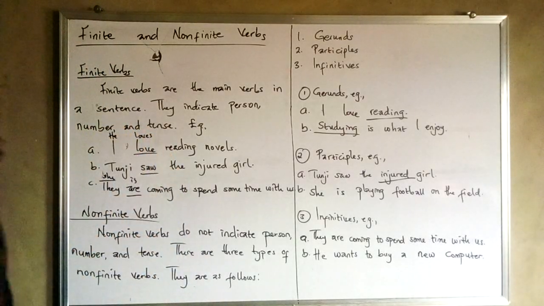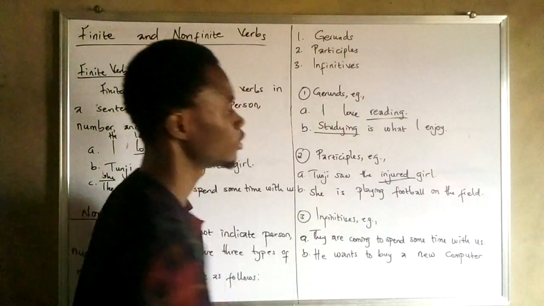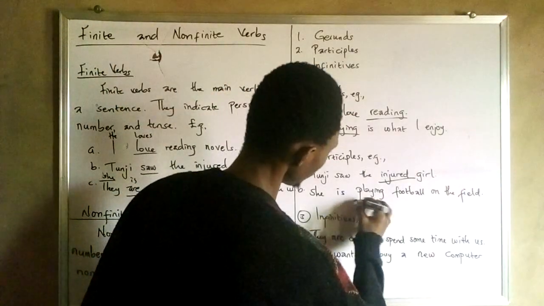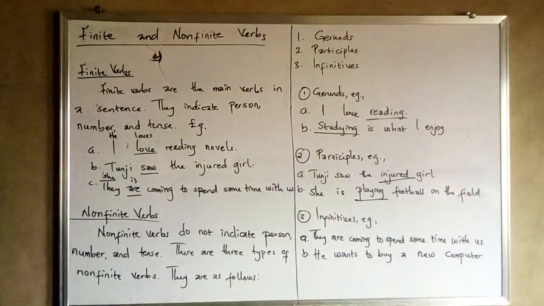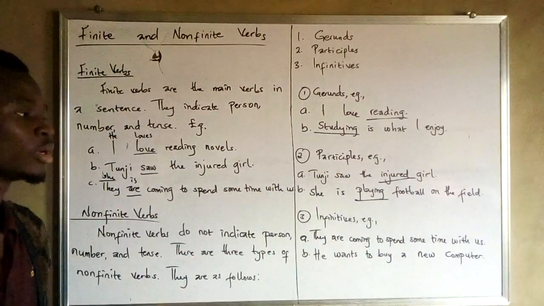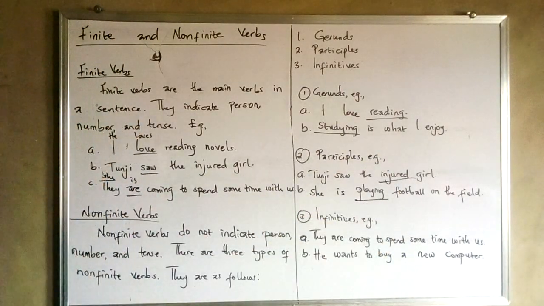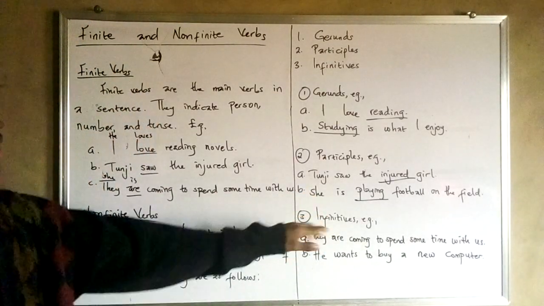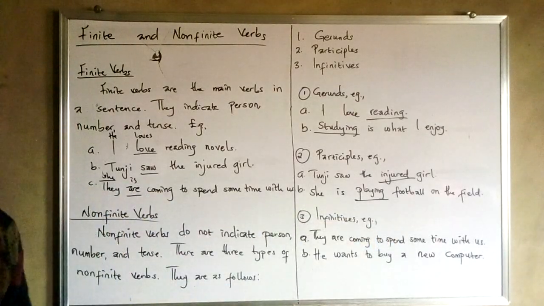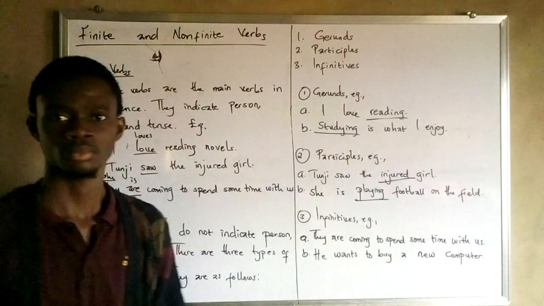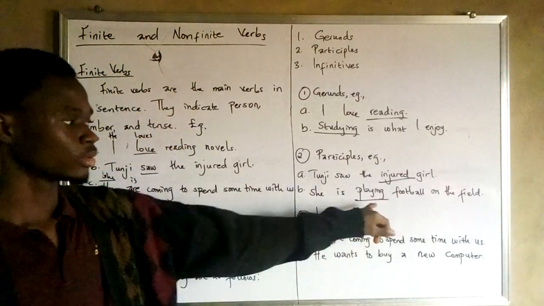The second example here is, she is playing football on the field. The playing here is a non-finite verb, and it is a participle, a present participle. The injured here is a past participle, and the playing here is a present participle. Regardless of the number of subjects, if I change the number of subjects here, it doesn't affect the nature of this word playing. So I can decide to say they are, and I can continue the sentence by saying they are playing football on the field.